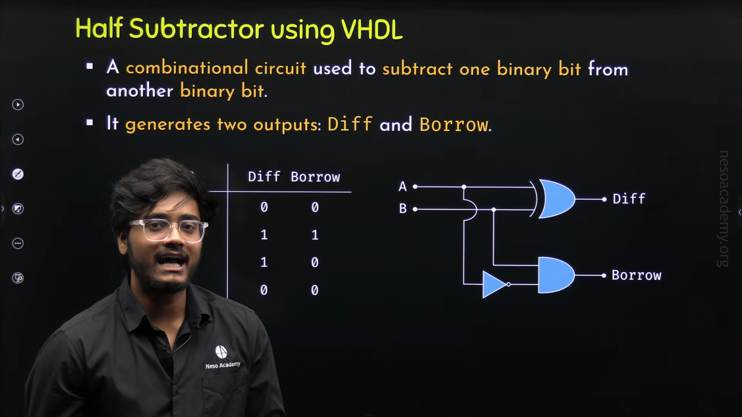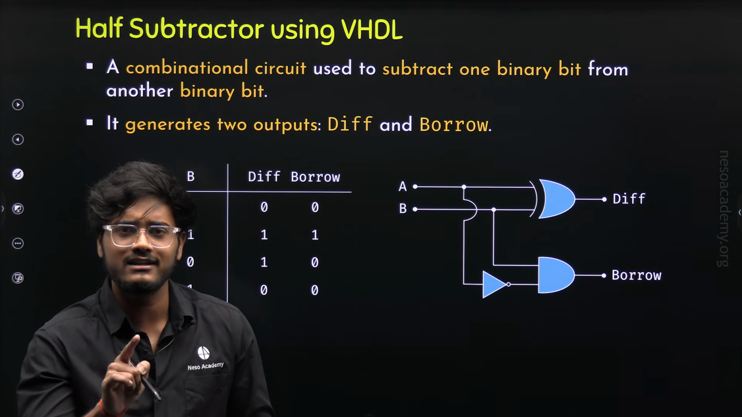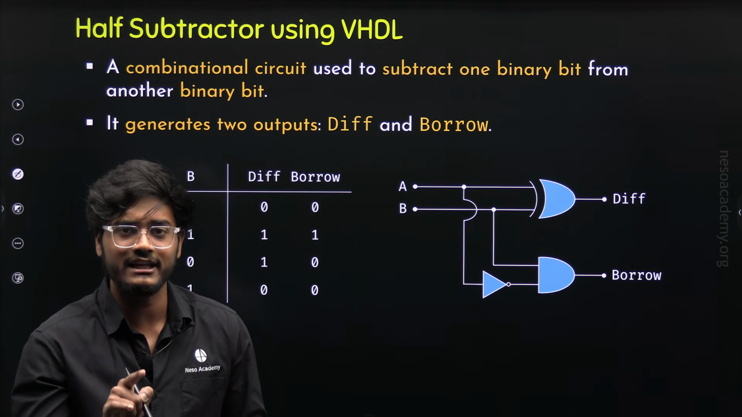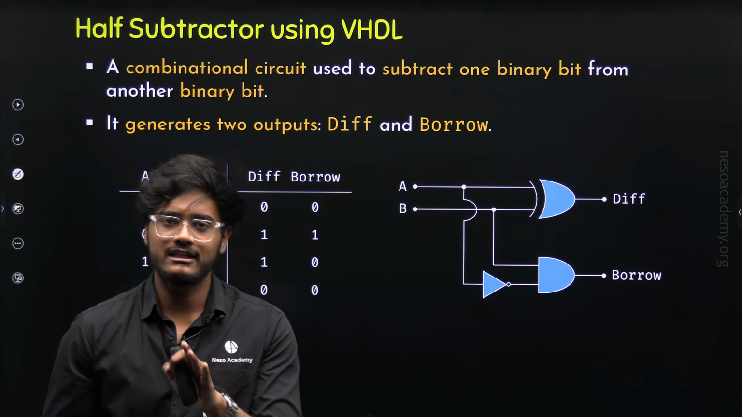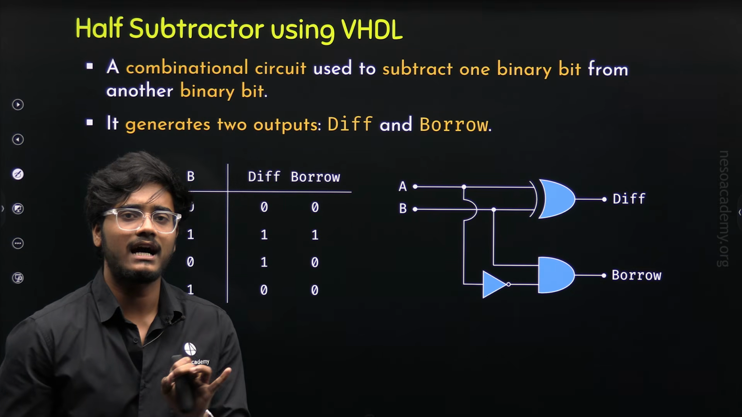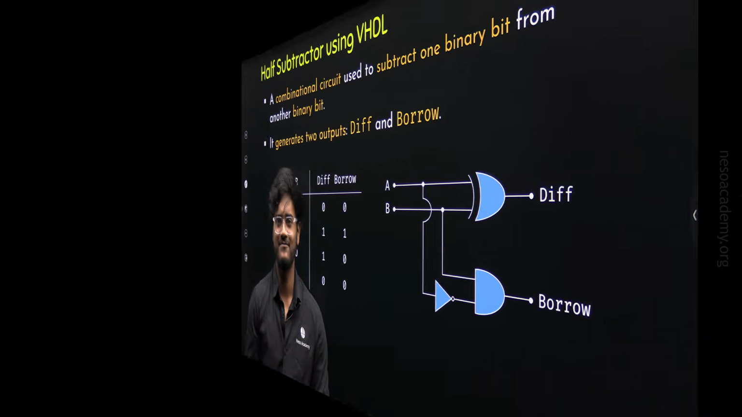Now, since we have derived the Boolean expressions, data flow modeling is the most suitable choice for the implementation of this half subtractor. So, let's go to my laptop and implement this half subtractor in Vivado using data flow modeling.